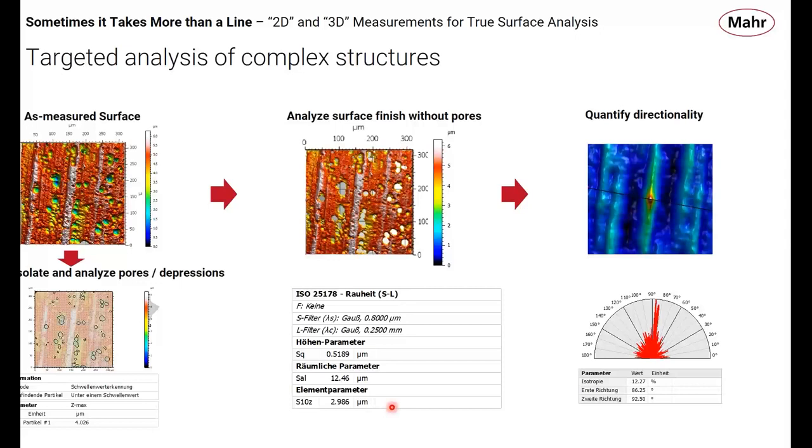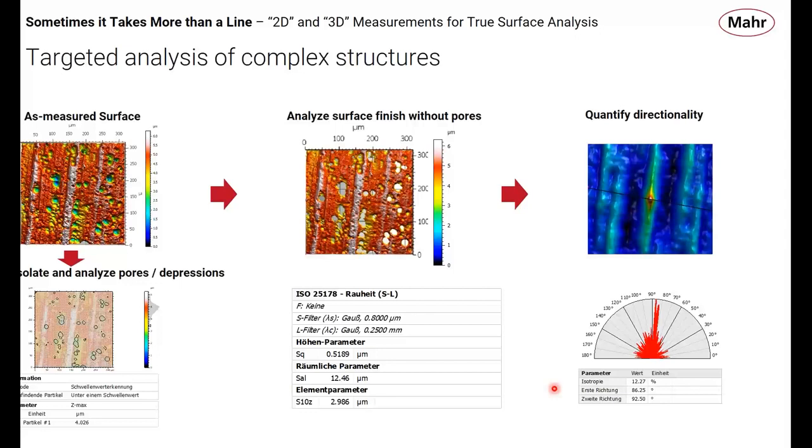Other things we can do with this structure on the right-hand side, we can start to quantify the isotropy of this structure. I know isotropy was the previous topic, but here I'm showing how we calculate that. This surface is a very anisotropic surface, so we're showing a very low isotropy value. Isotropy runs from 0% to 100%.